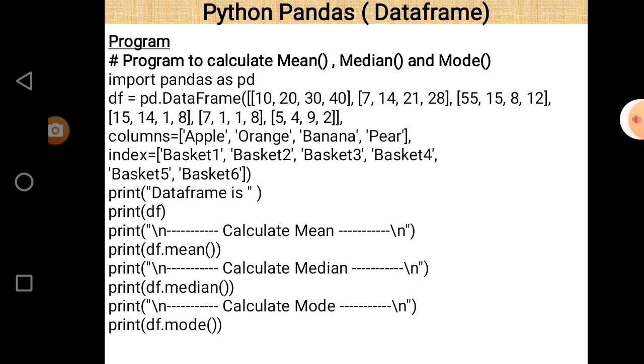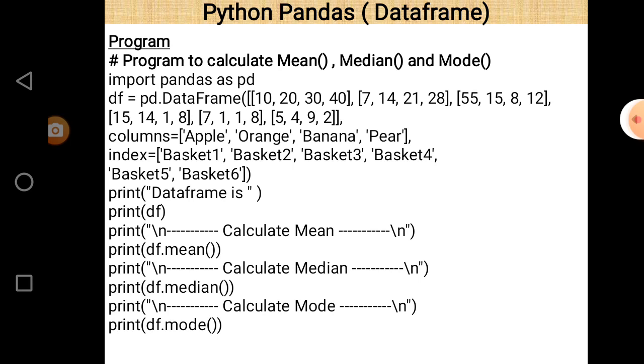The first set, the second set contains values 7, 14, 21, 28. Third, 55, 15, 8, 12. Next, 15, 14, 1 and 8, 7, 1, 1, 8, and 5, 4, 9, 2. Column names are apple, orange, banana, and pear, and index values are basket 1, basket 2, basket 3, basket 4, basket 5, and basket 6.